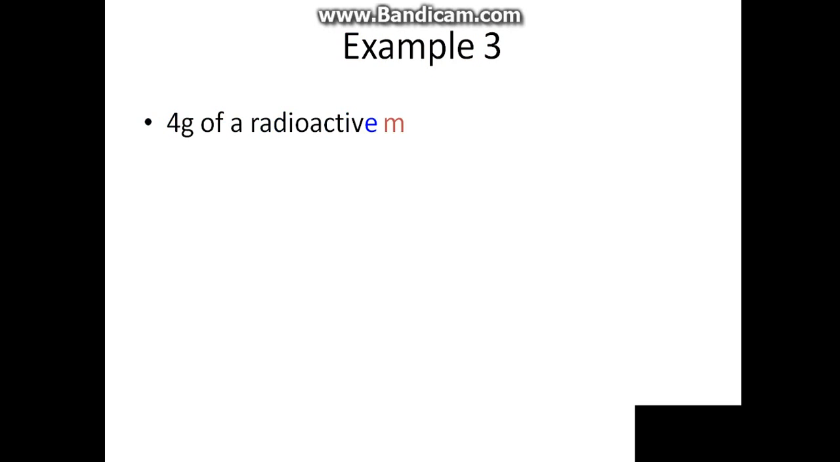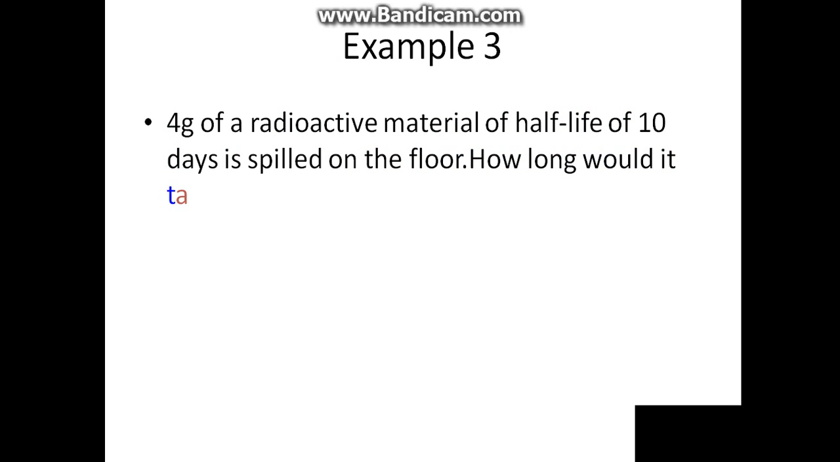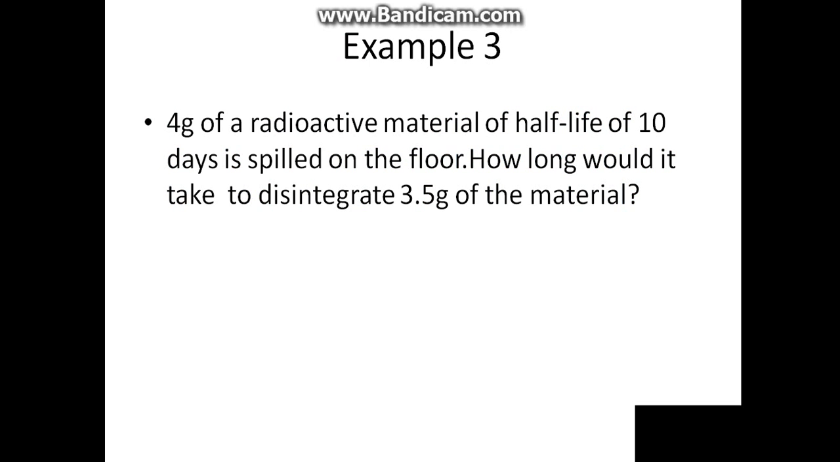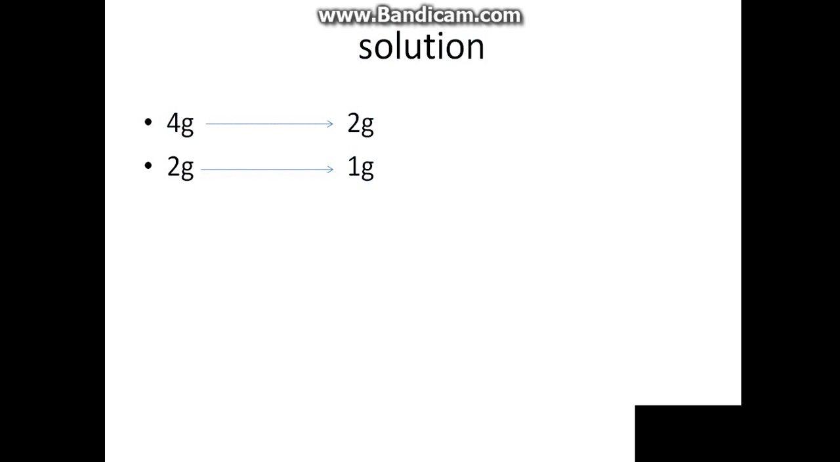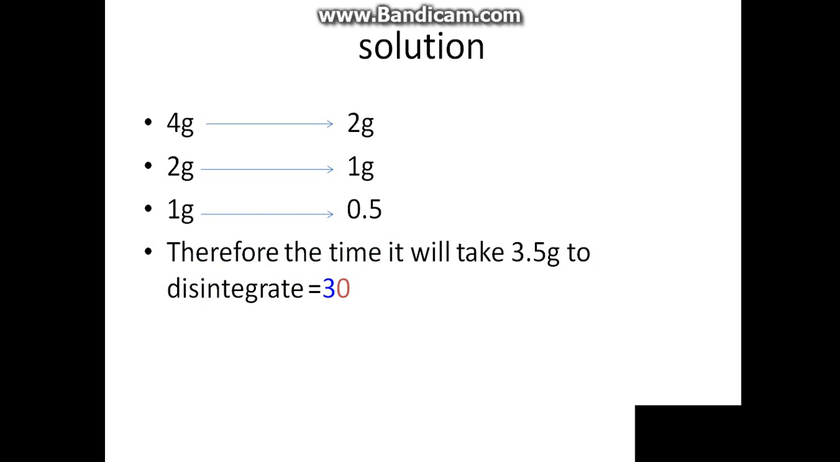Example 3. 4 grams of a radioactive material of half-life of 10 days is spilled on the floor. How long would it take to disintegrate 3.5 grams of the material? Solution. Half of 4 will disintegrate to give us 2. Half of 2 is 1, will disintegrate to give us 1 gram. Half of 1 will disintegrate to give us 0.5. So we add the disintegrated amounts, therefore the time it will take for 3.5 grams to disintegrate is equal to 30 days.